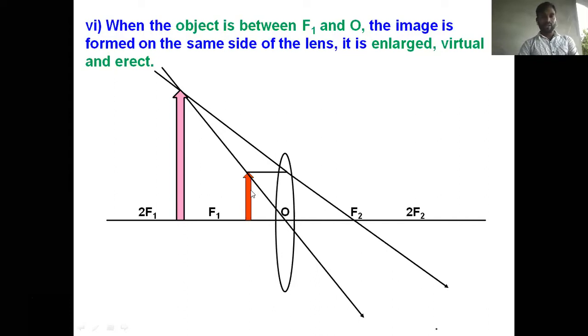Let us consider two lines. This is the first line, parallel. What is the rule? If a ray passes parallel to the principal axis, after refraction it passes through the focus point. So this is the parallel light ray, traveling parallel to the principal axis. After refraction, it passes through the focus point. That is the first one.